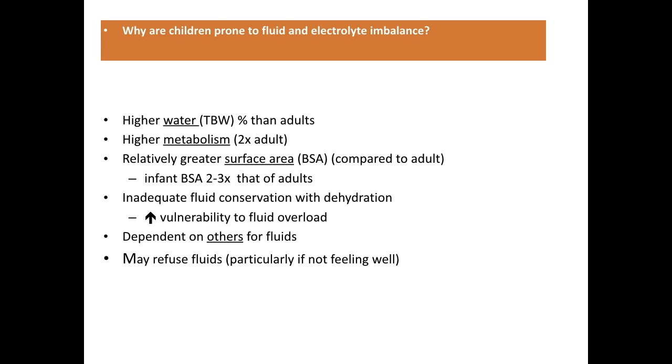So why are kids more prone to fluid and electrolyte imbalance? Well, as I just said, their composition of water is much greater than that of an adult. They also have a higher metabolic rate. The younger the child, the greater the metabolic rate. Their body surface area is greater, and their kidneys aren't matured to the level of that of an adult until at least 1 year of age. So they can't conserve fluids when they have dehydration. At the same time, this inability to conserve fluid can increase their vulnerability to fluid overload when we treat these children.